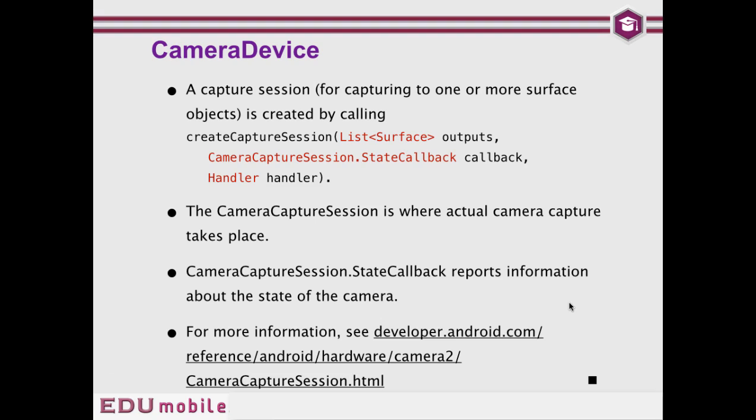The camera capture session is where actual camera capture takes place. The camera capture session state callback reports information about the state of the camera. So that is really all there is, except for the details of the camera capture session, which we can look up in the camera capture session API link given here. But that's really all there is to the new camera APIs. Camera capture session has a method called capture. It throws the image onto the surface that you set up or the list of surfaces and so forth.